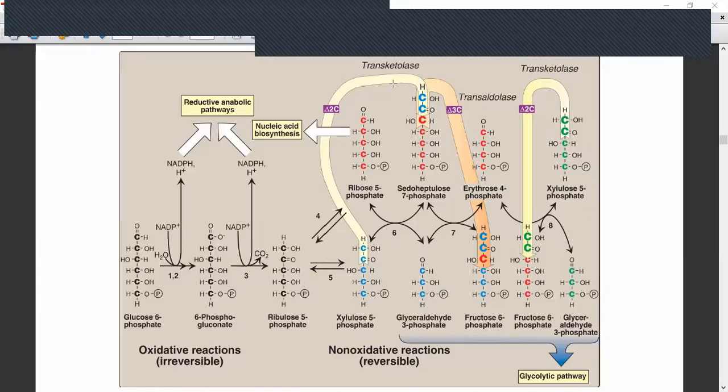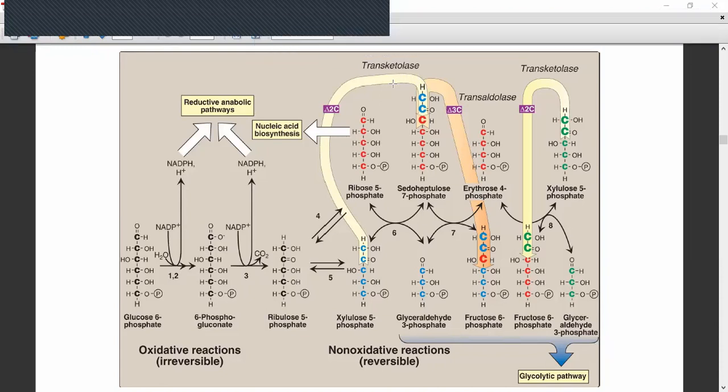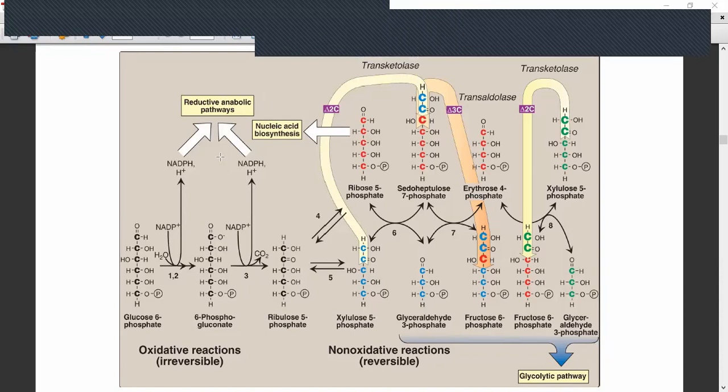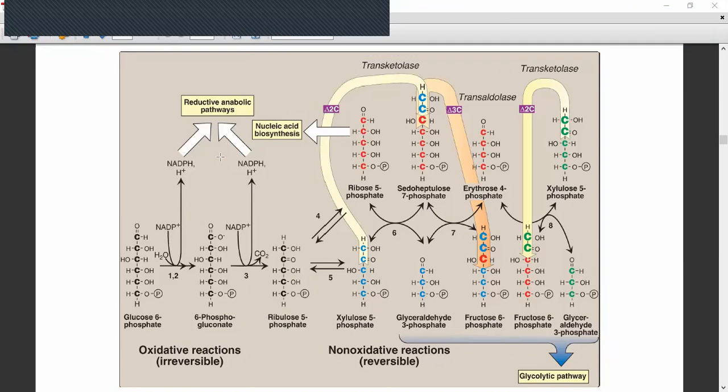So welcome. Today we are going to look at the pentose phosphate pathway, also known as the hexose monophosphate shunt or the phosphogluconate pathway. All three terms refer to a common pathway. So it is called the pentose phosphate pathway, hexose monophosphate shunt, or the phosphogluconate pathway.